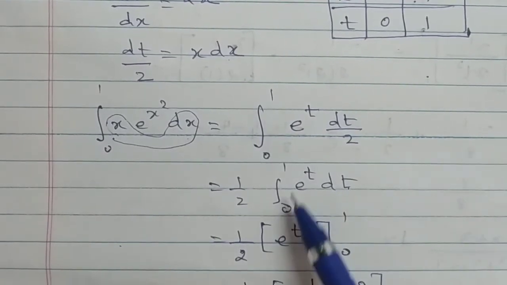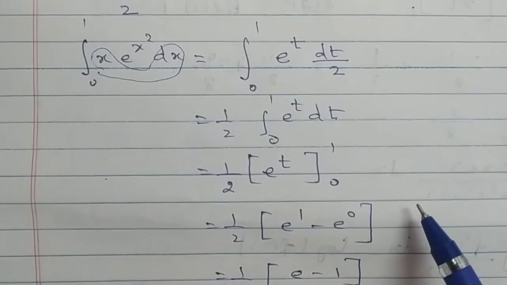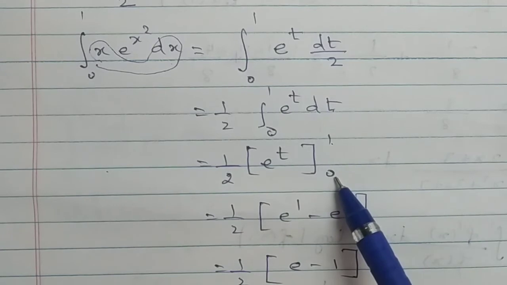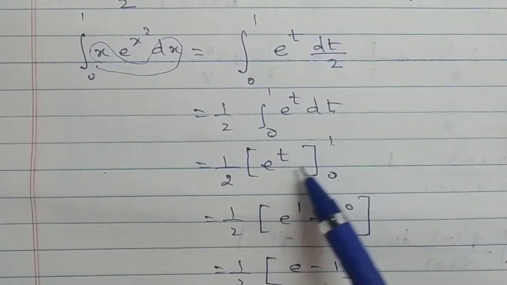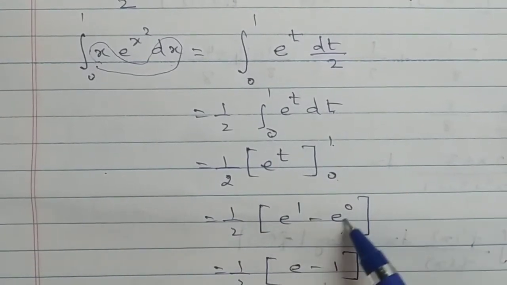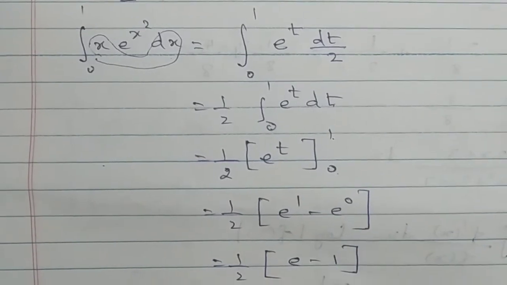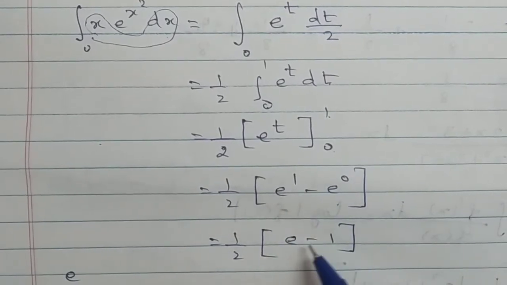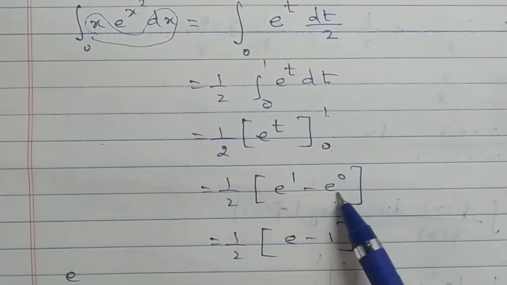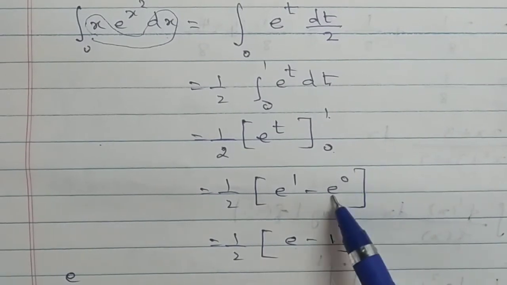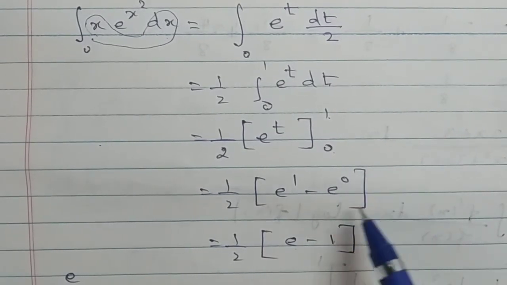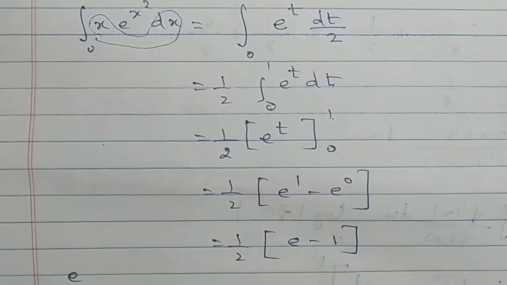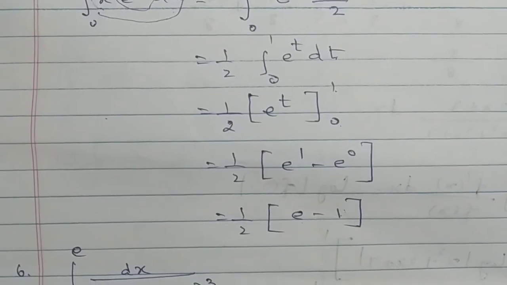The limit values are 0 to 1. The upper limit is 1 and the lower limit is 0. So 1 by 2 times e power 1 minus e power 0. e power 1 is e, and e power 0 is 1, since any number to the power 0 is 1. So we get the value 1 by 2 times (e minus 1).